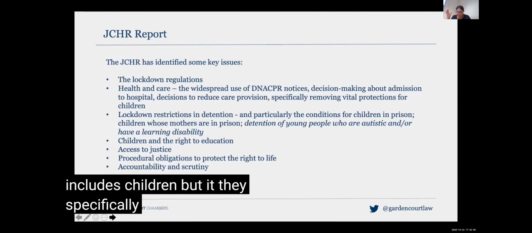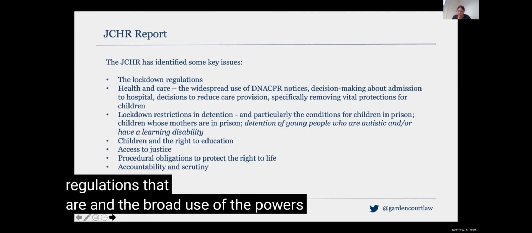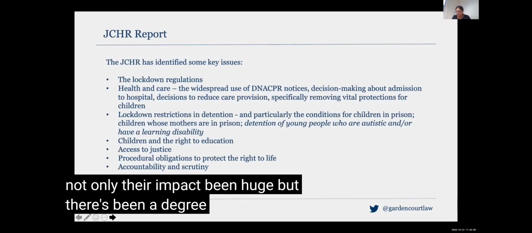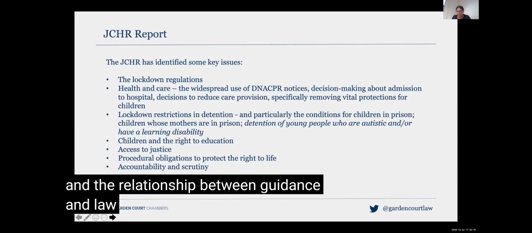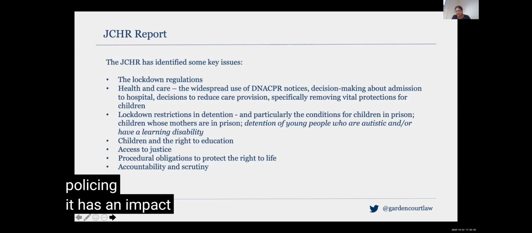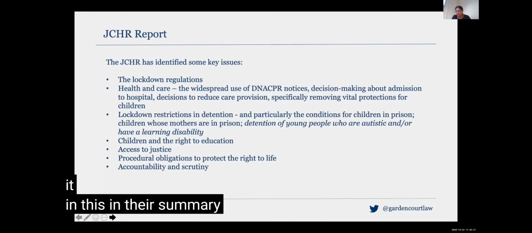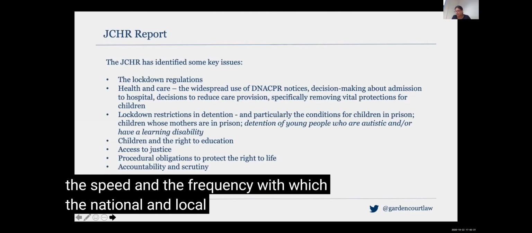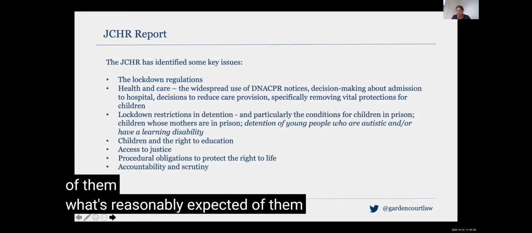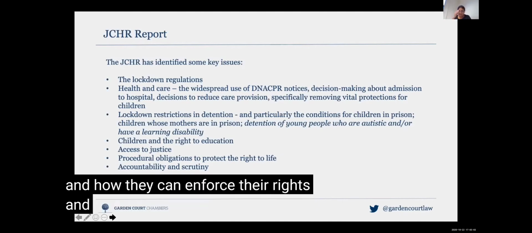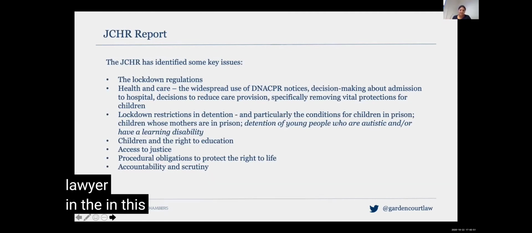But they specifically identify that in the context of the lockdown regulations and the broad use of the powers, not only has their impact been huge, but there's been a huge amount of confusion over the status and interpretation of the guidance and the relationship between guidance and law. And that then has an impact on policing. It has an impact on whether people can challenge convictions. And what they emphasise in their summary is that, given the speed and the frequency with which the national and local lockdown laws change, it's actually very difficult for people to keep on top of what's legally required of them, what's reasonably expected of them, what their rights are, and how they can enforce their rights. And that's probably everyone's experience here as a human, as well as their experience as a lawyer in this particular context.